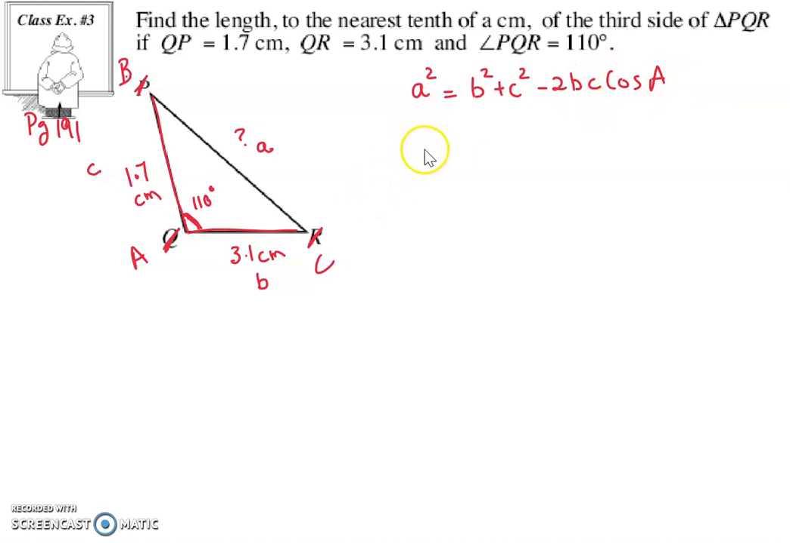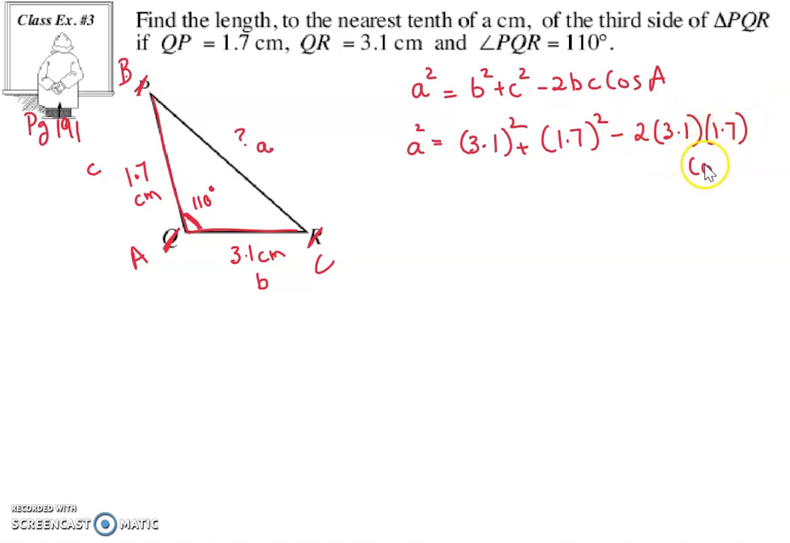I find the way I write it helps make sure we don't have errors. I can type that all in my calculator, and usually in one go I can get an answer, or in 2 steps. So I have 3.1 squared, that's B, plus 1.7 squared minus 2 times 3.1 times 1.7 times cos of 110 degrees. Please make sure you're in degrees mode.